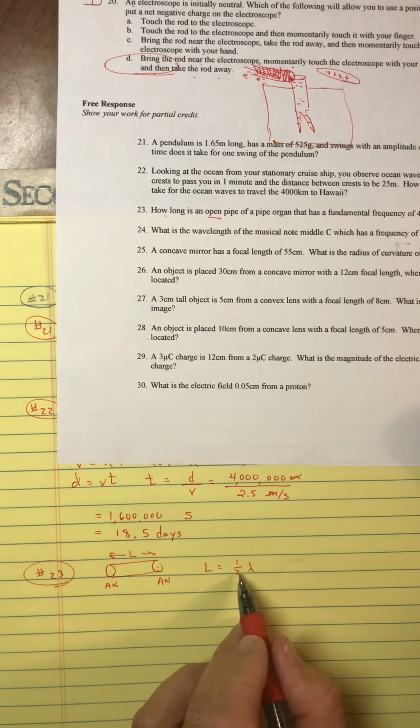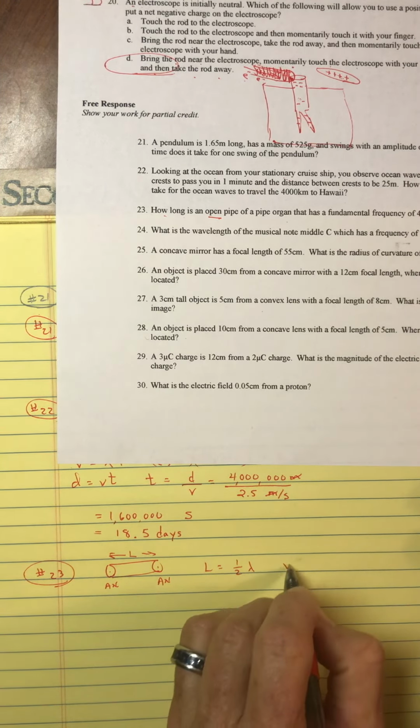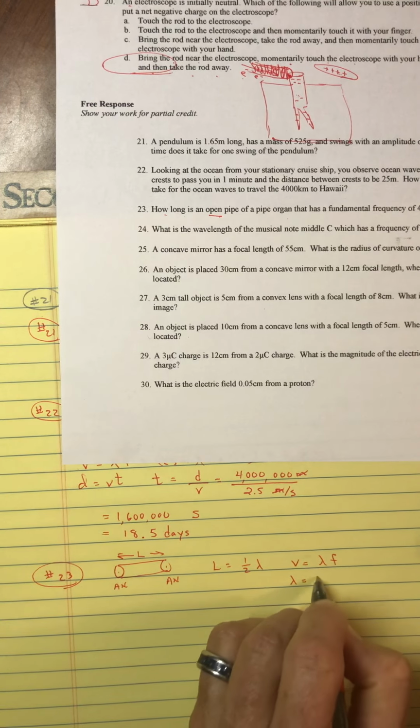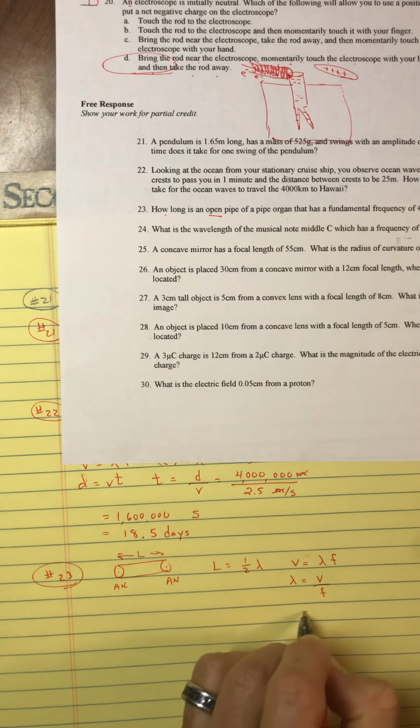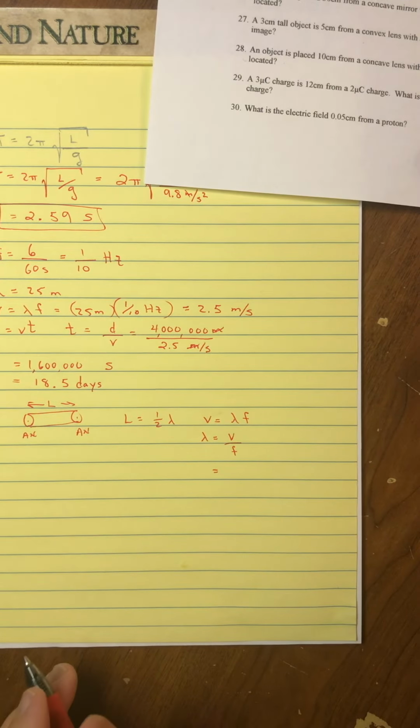So if we can get the wavelength, we can get the length of the pipe. And we can because we know velocity is wavelength times frequency. So wavelength would be velocity divided by frequency. So that'd be kind of the key step here.